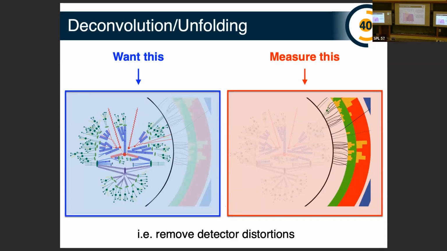So this is what I want to do schematically. I measure some signatures in my detector. These lines here are supposed to represent charged particle trajectories inside a magnetic field, and these blobs are supposed to represent energy deposits inside a calorimeter. So I measure this high-dimensional feature space, and I would like to infer something about the hadrons that hit the detector. This is like removing detector distortions.